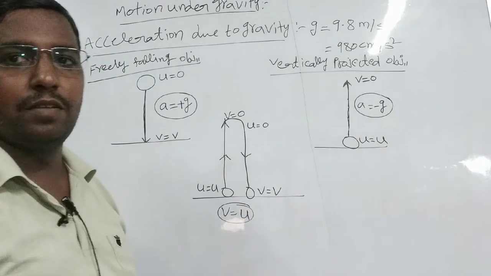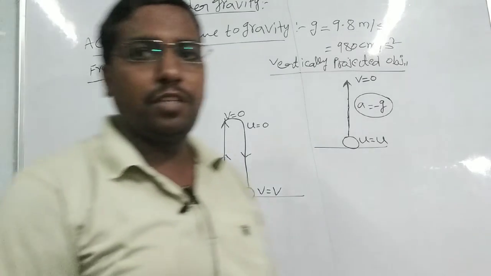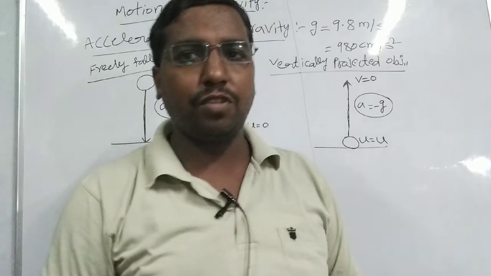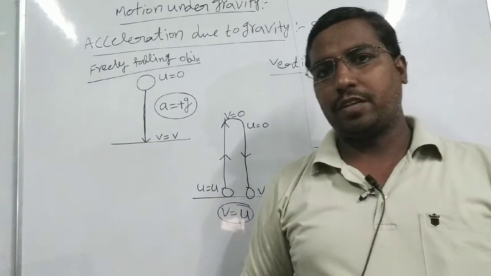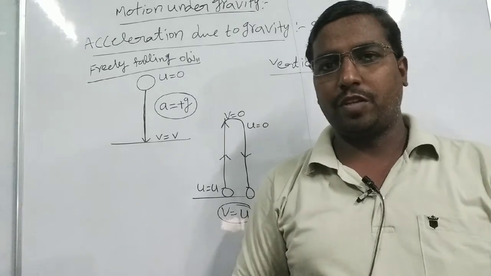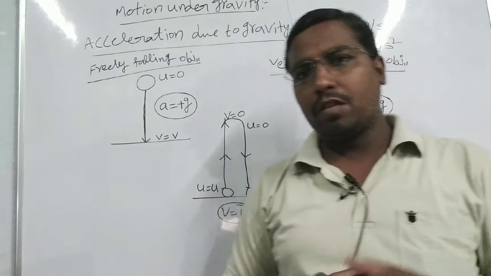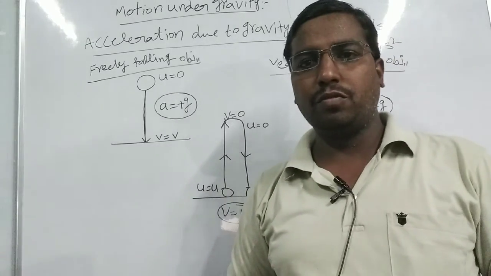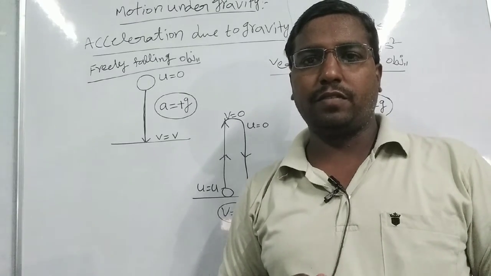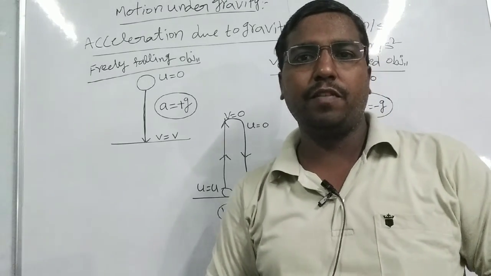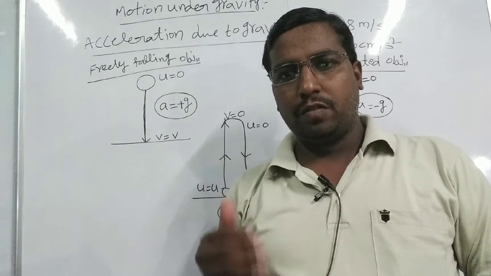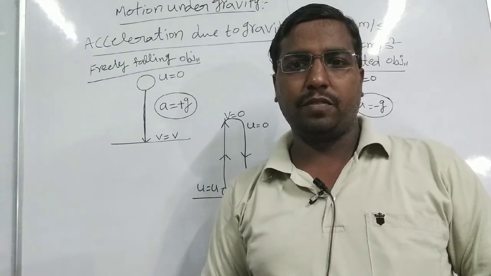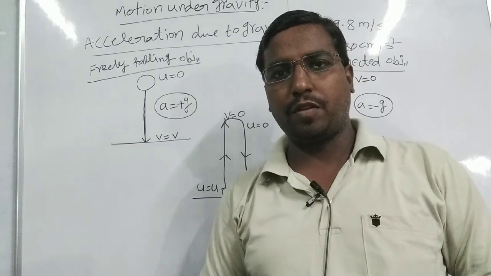Okay, students, next we discuss the equations of motion for these objects, that is the freely falling object and the vertically projected object. Gravity is provided by the earth's surface. This is briefly discussed in some later chapters, the gravitation chapter.